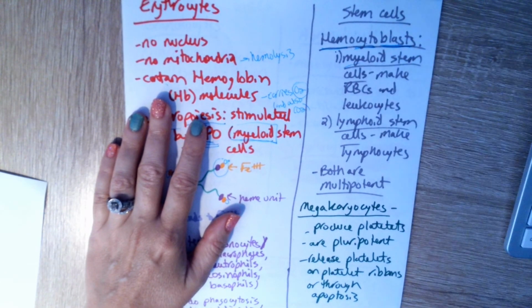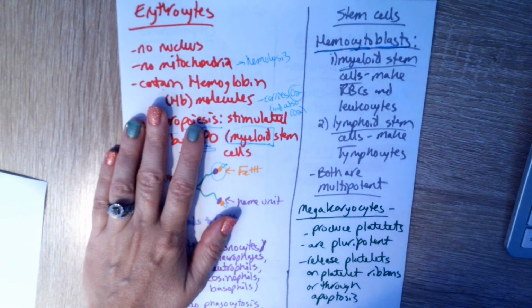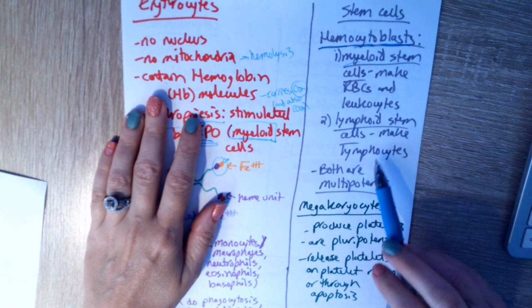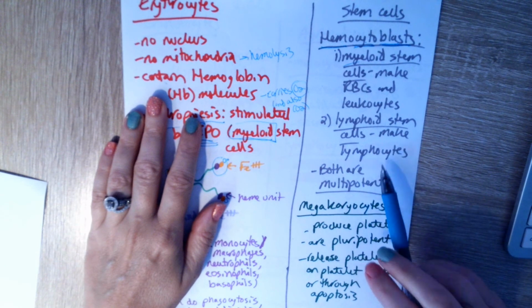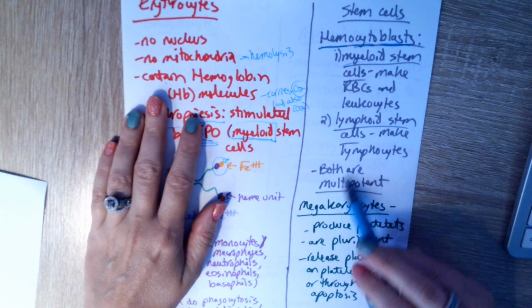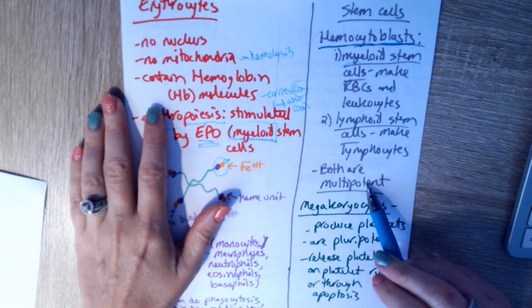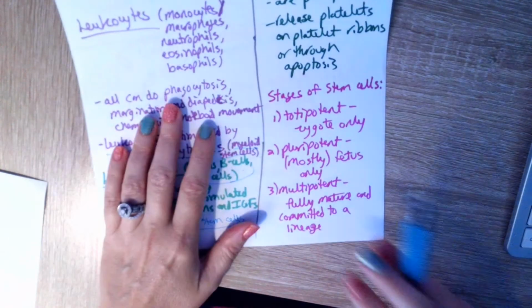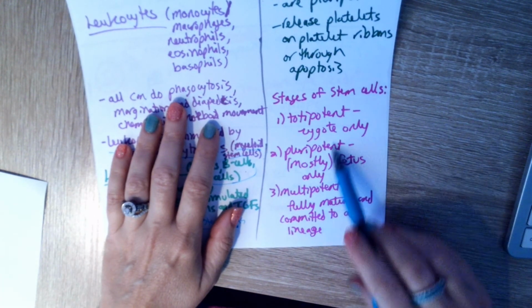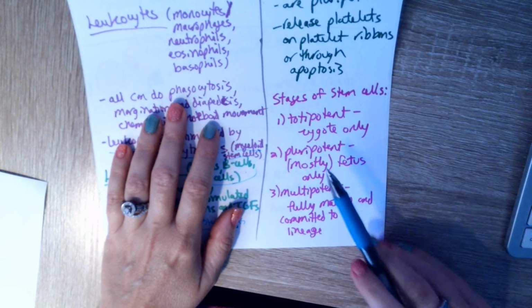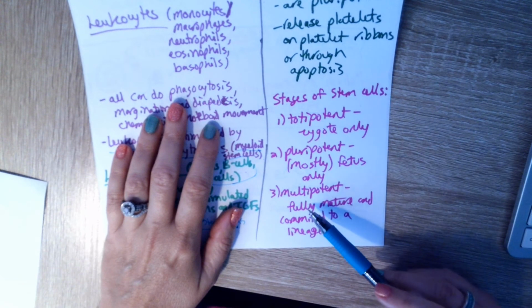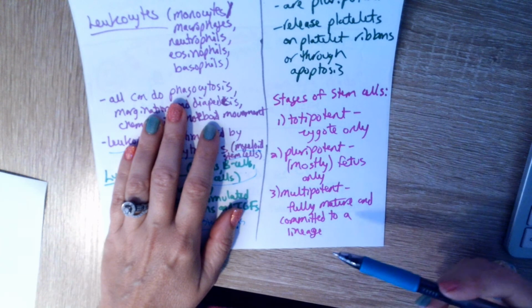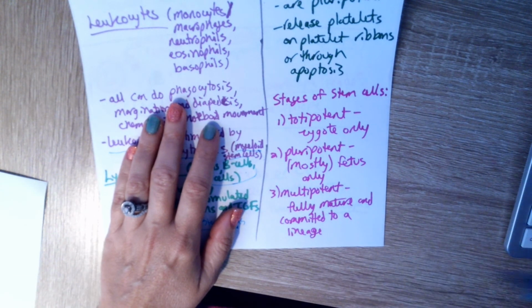So we have the myeloid stem cells. They make red blood cells, and they make the leukocytes. And then we have the lymphoid stem cells, which make just the lymphocytes. Now, both of these are multipotent stem cells. What that means, if you don't remember that from AMP1 or if you didn't hear it in AMP1, is that multipotent stem cells have to do with the stage of development of stem cells, essentially from the time you're a zygote to when you're born and then so on for your life.